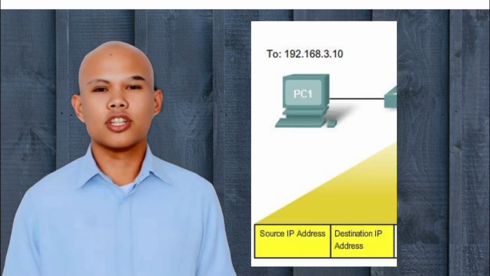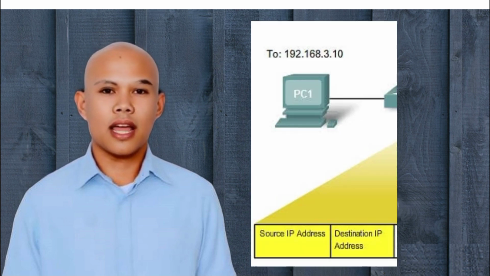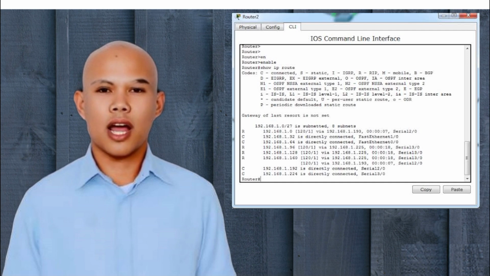First, the router checks the destination IP address. Every data packet contains a source IP and a destination IP. When the router receives the packet, it immediately looks at the destination IP to know where the packet is supposed to go. Second, the router consults its routing table.